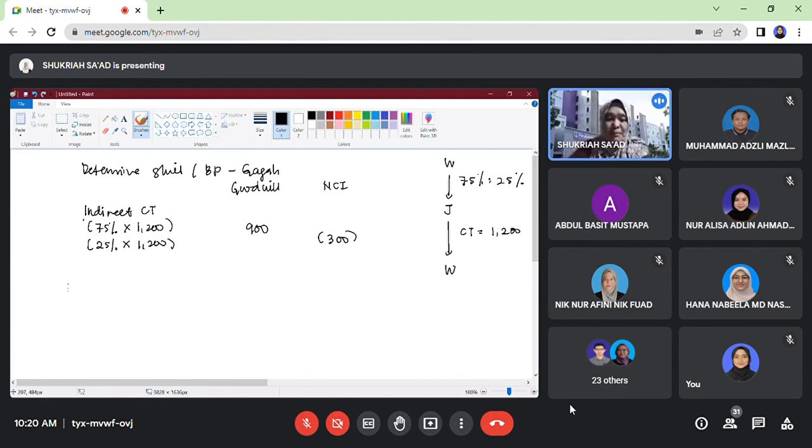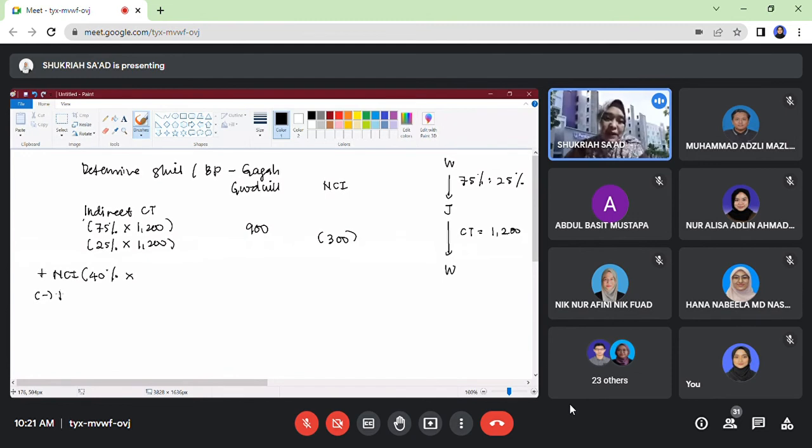After CT we add NCI. What is the NCI for the indirect one? 40%. Then you need to determine your indirect controlling, because we need the information for NCI. So this is the partial method.